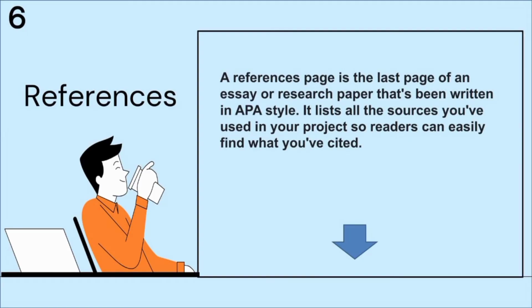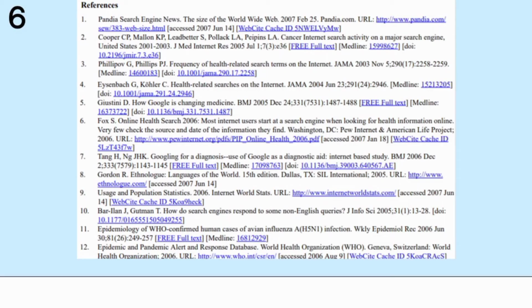The next is references, where the references page is the last page of a scientific paper, written in APA style. It lists all the sources you have used in your project, so readers can easily find what you have cited. Here I show you a picture that I have taken from the journal that has been identified.